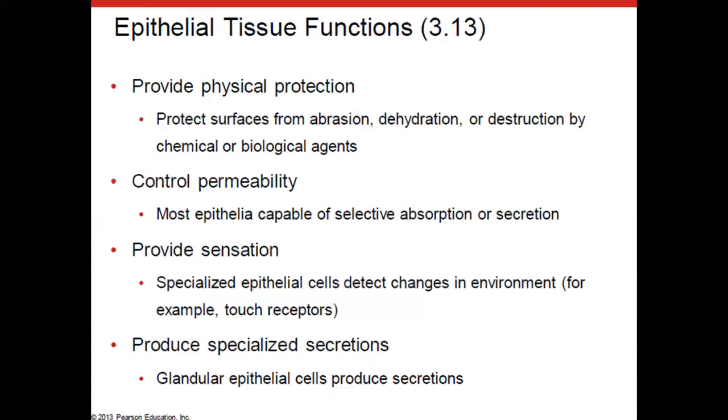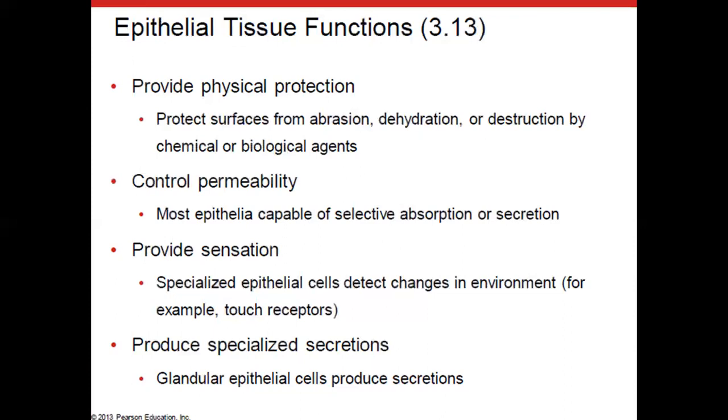Some can provide specialized sensation. So some epithelial cells can detect changes in the environment. There's an example of a touch receptor. It's called a tactile receptor. When you are touched, so take your finger, any finger, and touch your forearm, you can feel that touch, yes? Because of touch receptors. Those touch receptors have special properties that make them able to respond to that stimulus and send a signal to your brain to say you just were touched on your arm.